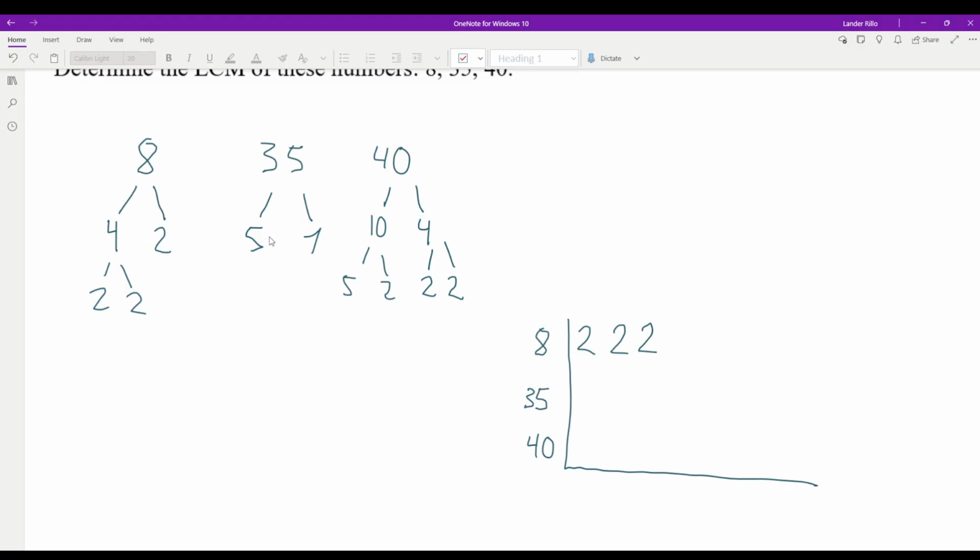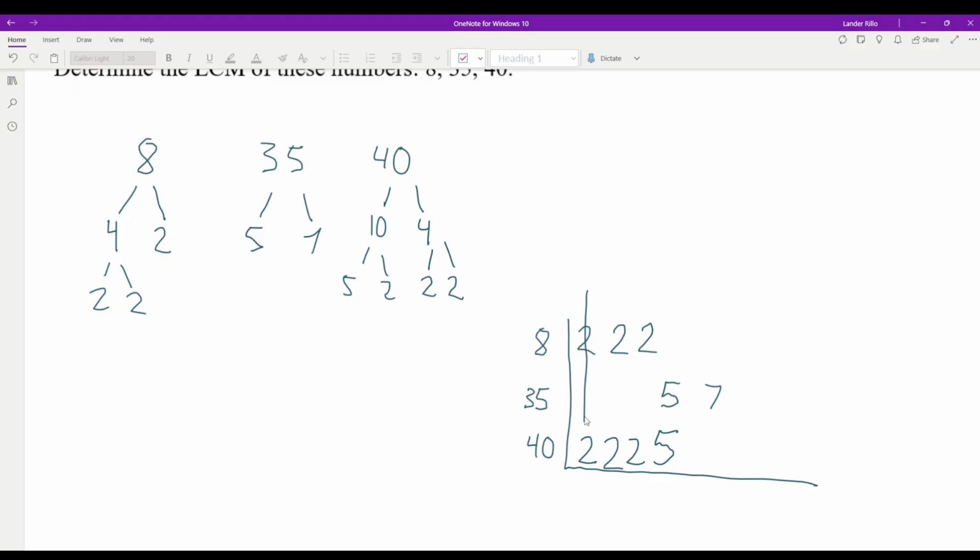Next, 35 has 5. There's already spaces for the 2, so we put them on the next line. So you see the space for the 2 here, or for the 2 here. And 5 is there. 7, you can put it right there, in this column. And for 40, there's a 5. We already have a column for the 5, so we put a 5 there. And 3 2s. 1, 2, 3.